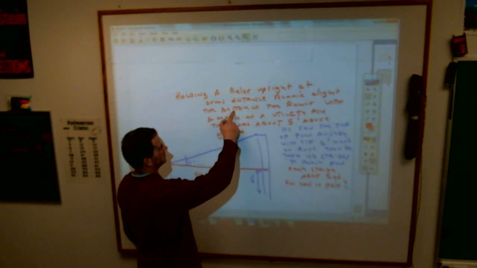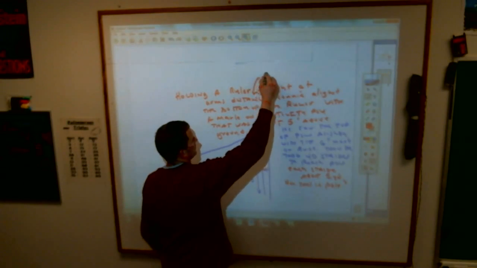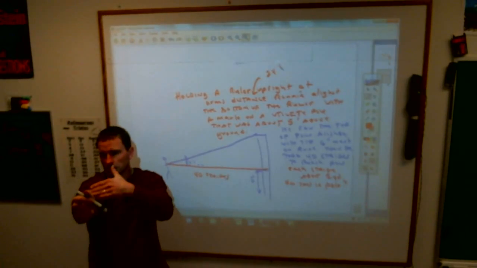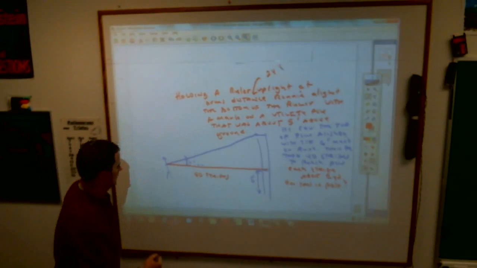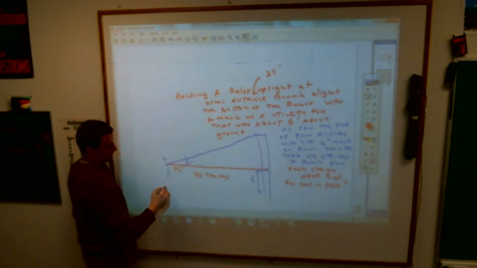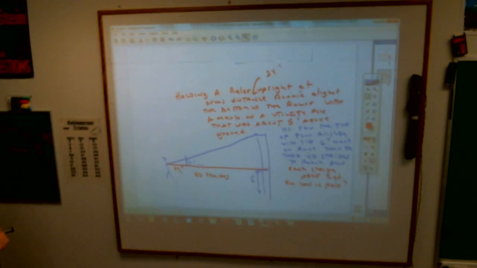The arm's distance, they said it was about 24 inches. Which is true. Your arm's about 2 feet long from here to there. So you know this is 24 inches, correct? So there you go. How tall is the pole?